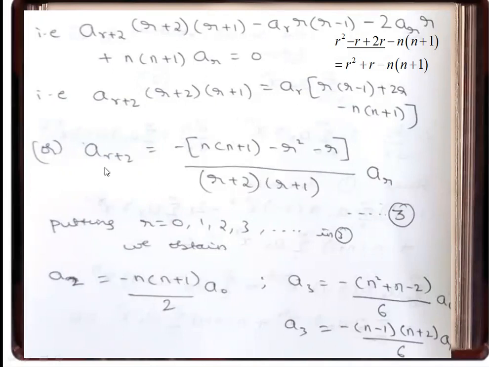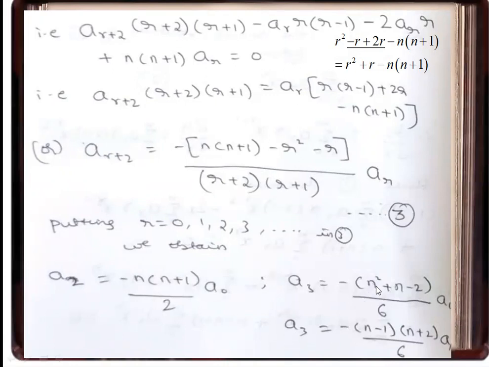With r equal to 1, 1 plus 2, you get a3. a3 is equal to minus n into n plus 1, which I have multiplied as n square plus n, minus 1 which becomes minus 2 because we have considered r equal to 1. So minus 2 divided by 1 plus 2 is 3, and 1 plus 1 is 2. So 3 into 2 is 6, into a1. We shall simplify this expression.